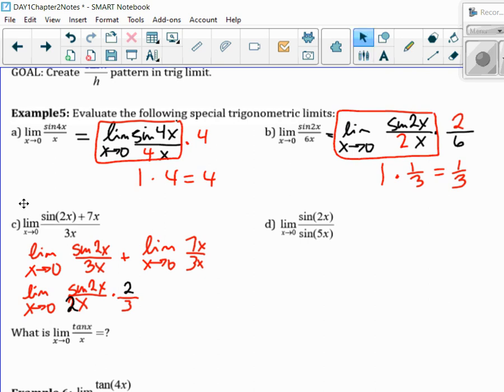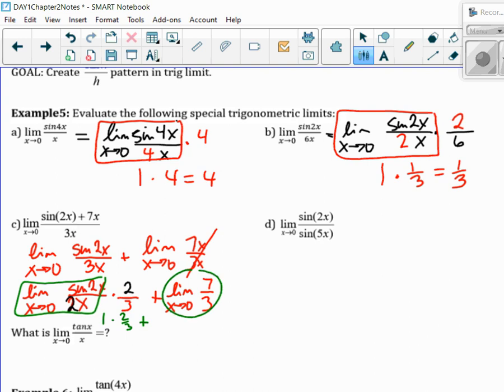Okay. So then plus here, if I have an x on top and an x on the bottom like this, what do you want to do? Cross them out. So this is really the limit as x goes to 0 of 7 over 3. Does everybody see I can cross that out? So what's our answer? Well, this is 1. 1 times 2/3 plus, what do we get here?